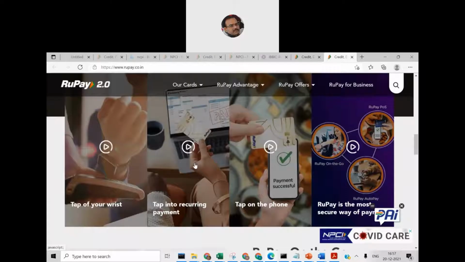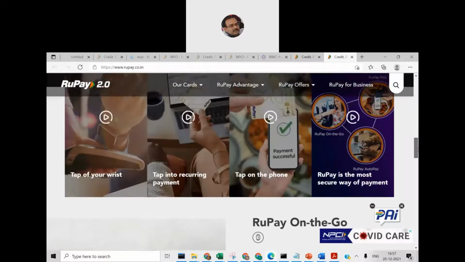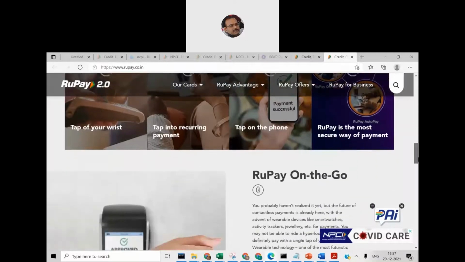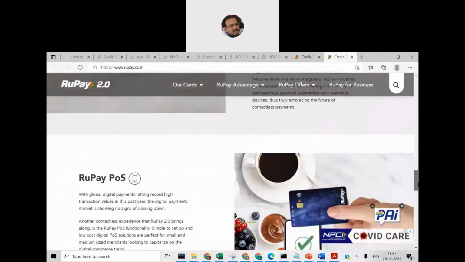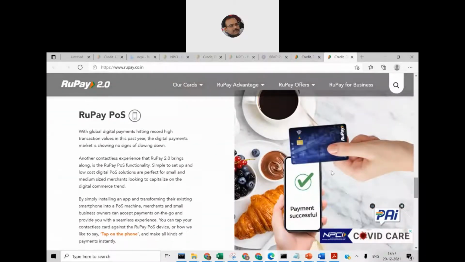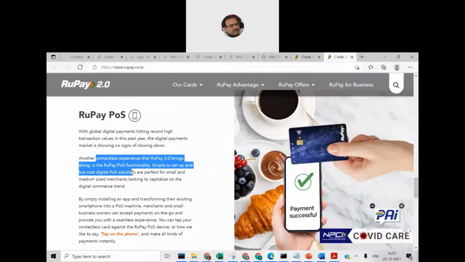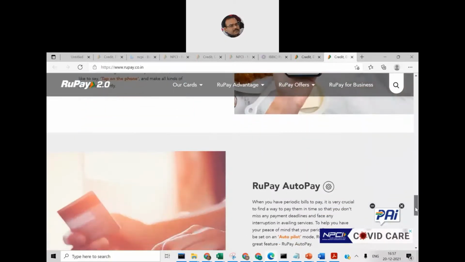All videos are there. So if you are interested, you can go through the site later on and view these videos, where they have shown how to do it by tapping on the phone, and the most secure payment gateway provided by the government of India. Then we have Rupee POS, point of sales terminal. Another contactless experience that Rupee 2.0 brings along is the Rupee POS functionality. A simple to set up and low cost POS solution is perfect for small and medium sized merchants. So small companies, small shopkeepers, shop owners can easily adopt it, and many of them have already done it.